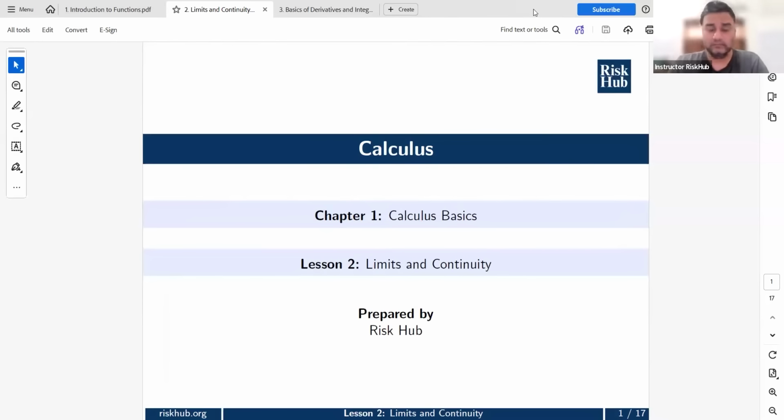All right, guys. So now we are doing your second lesson of your basics of calculus, right? Earlier we did the first lesson where we talked about very basic stuff like your domain, your range, your functions, and we tried to have a deeper understanding of the definitions of your basic things. So very, very simple, very easy.